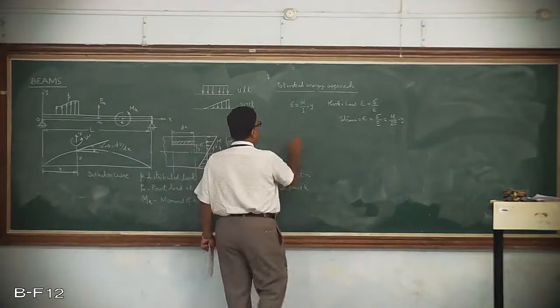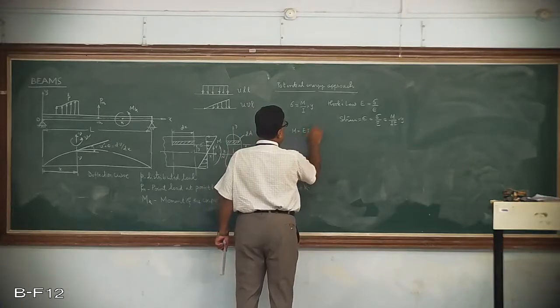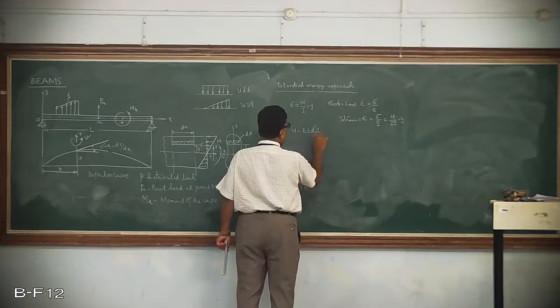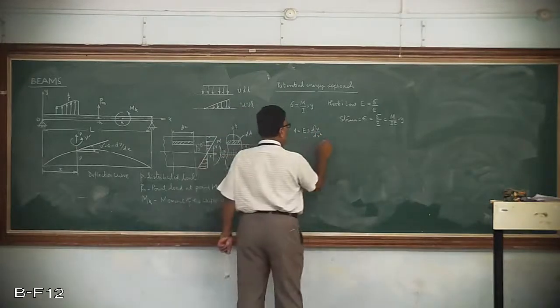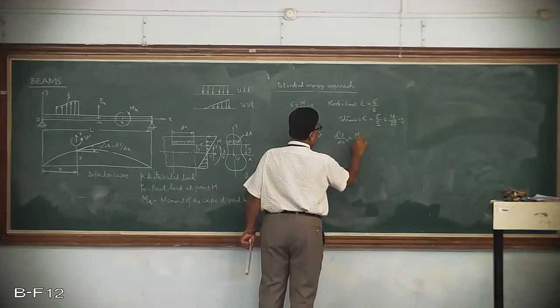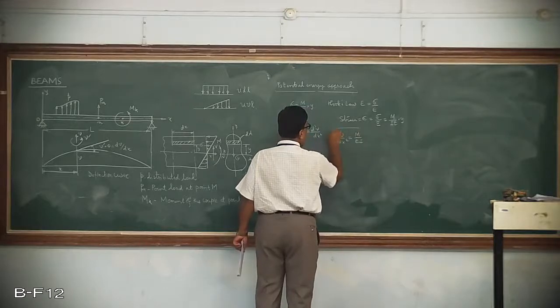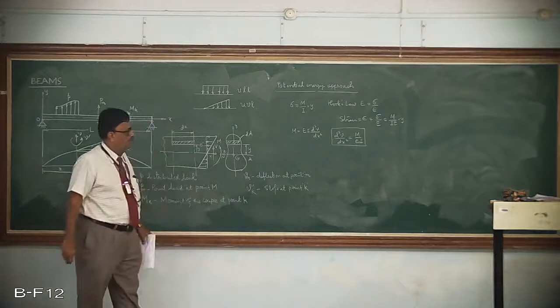We also know that there is a relation M equals EI into d square v by dx square. This is the equation for deflection we are using. So obviously, if I want to find d square v upon dx square, it is going to be straight away M by EI. This is the expression we make use of in our future derivations.